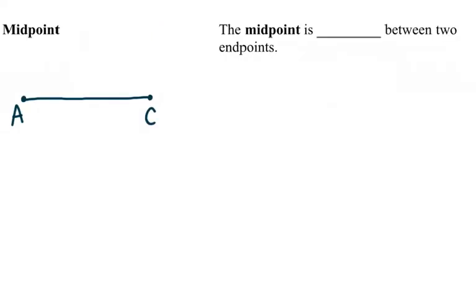Alright, midpoint. Okay. So the midpoint, if you look on AC, would be directly in the middle, right here, and what it makes is two equal parts. So let's call this B. It would make AB congruent to BC. That's what it is. Okay, so the midpoint is the middle between two endpoints. Alright, and I'm not going to use an example of that. Just know that the midpoint is directly in the middle of two endpoints.